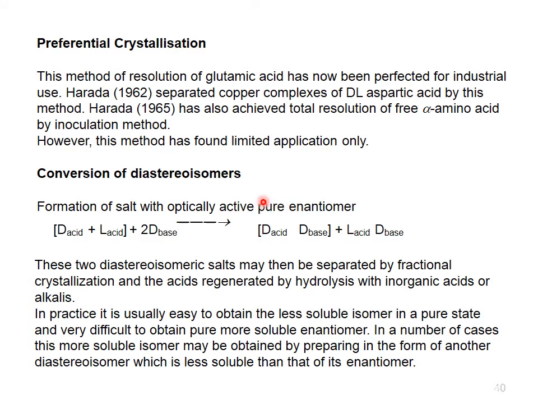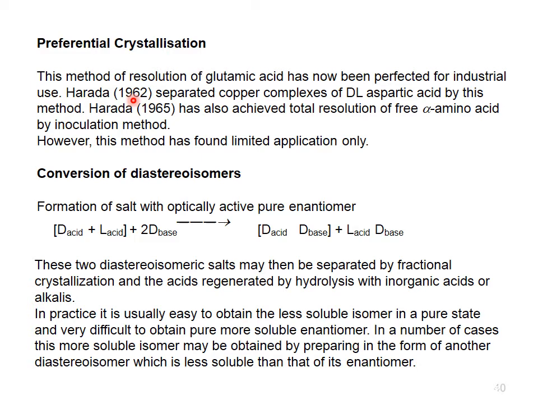Now there is preferential crystallization. This method of resolution of glutamic acid has now been perfected for industrial use. This is the industrial method for the resolution of racemic mixture. Harada in 1962 separated copper complexes of DL aspartic acid by this method. Harada has also achieved total resolution of free alpha amino acid by inoculation method. However, this method has found limited application only.